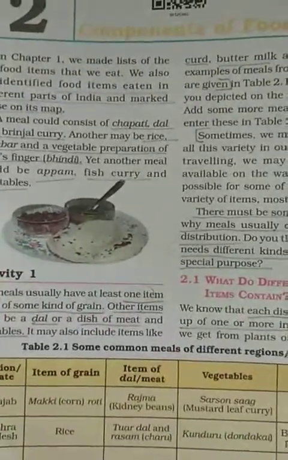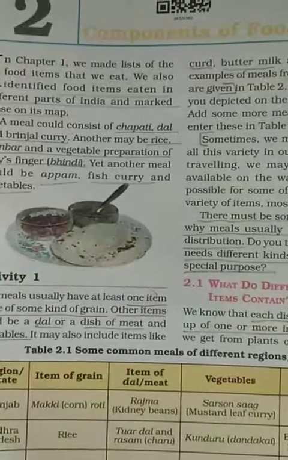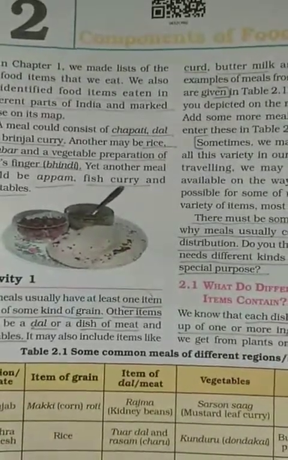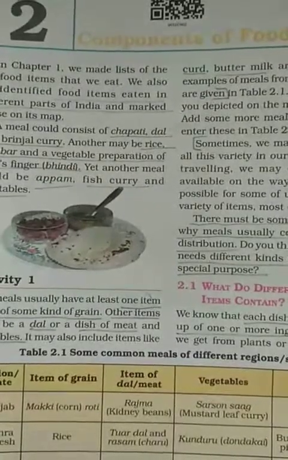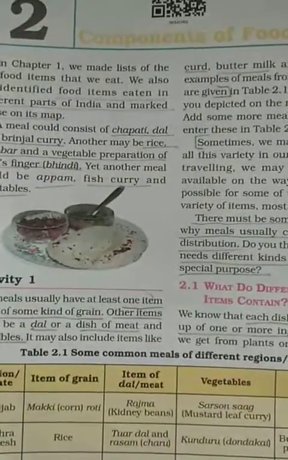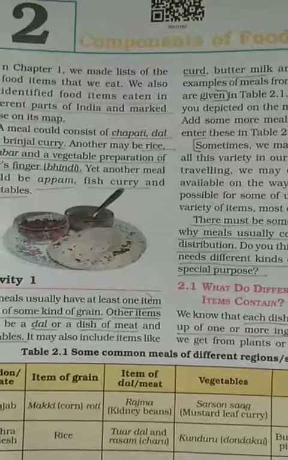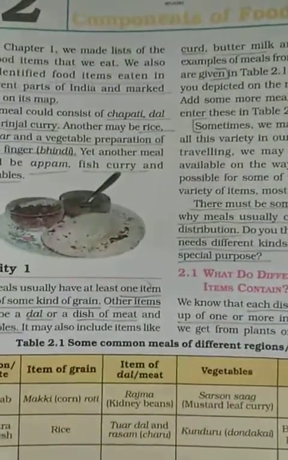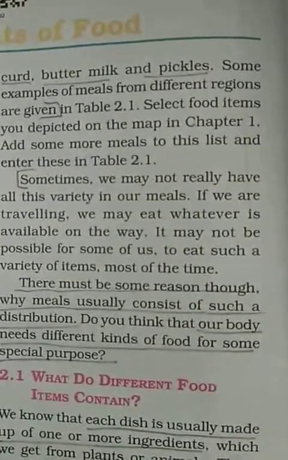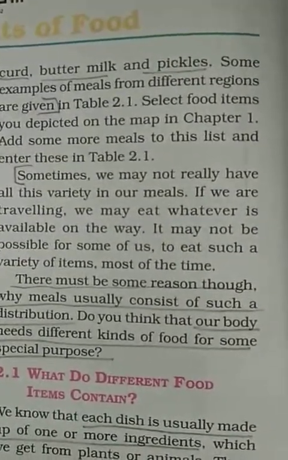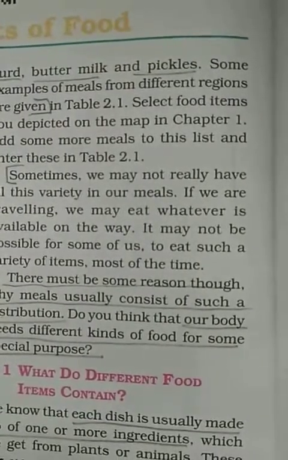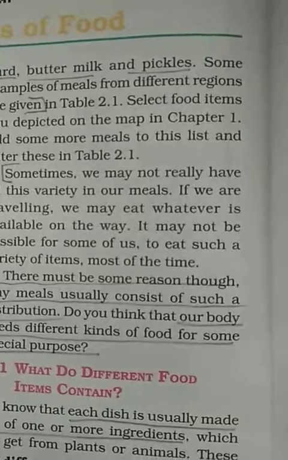Now the next is activity 1. Our meal usually has at least one item made of some kind of grain, another item could be dal or a dish of meat and vegetable. It may also include items like curd, buttermilk and pickles. Some examples of meals from different regions are different.